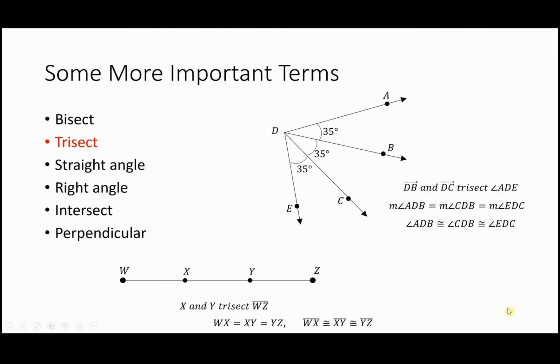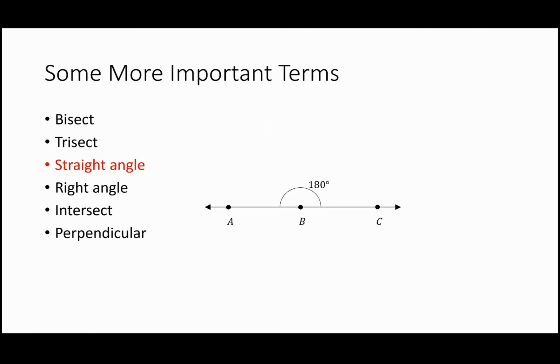Okay, great. Moving on to straight angle. This is a particular type of angle that doesn't seem like it's an angle at all. In fact, it looks like a line.